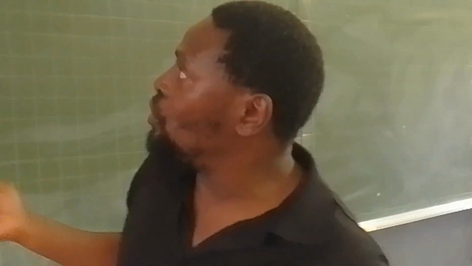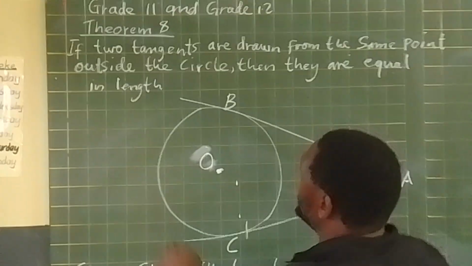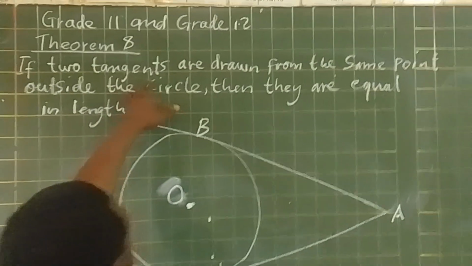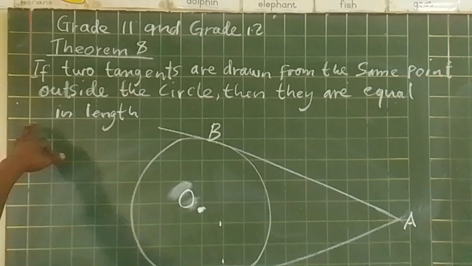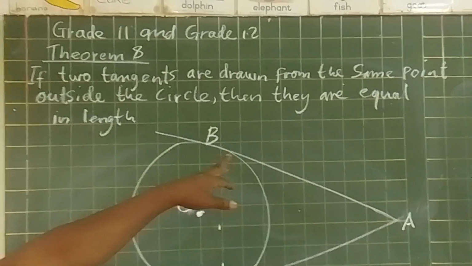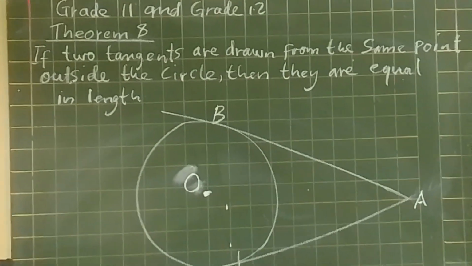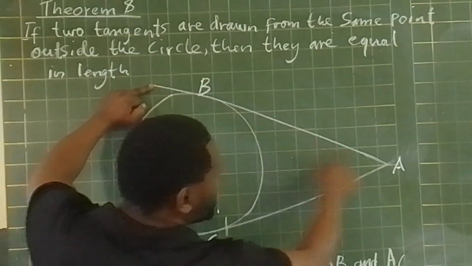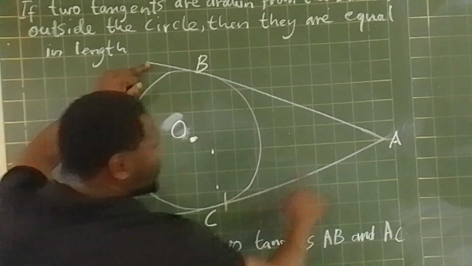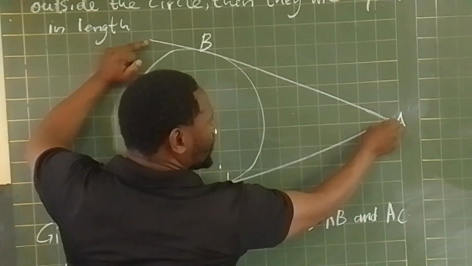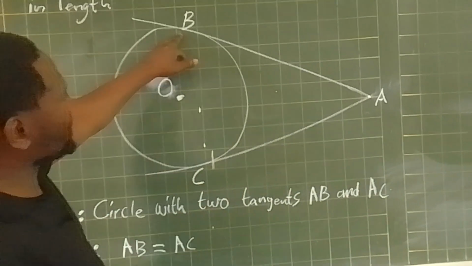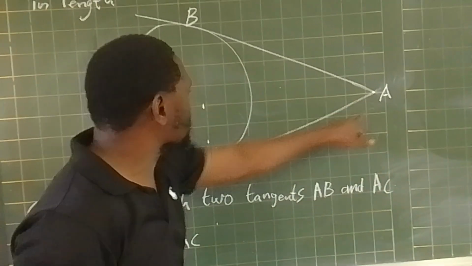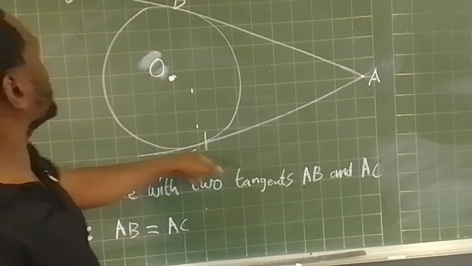Now we are going to do theorem number 8. Theorem number 8 says that if two tangents are drawn from the same point outside the circle, then they are equal in length. These are two tangents, drawn from the same point. That means we must prove that AB is equal to AC.